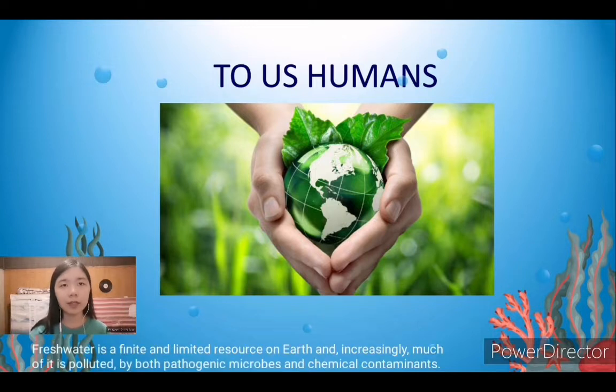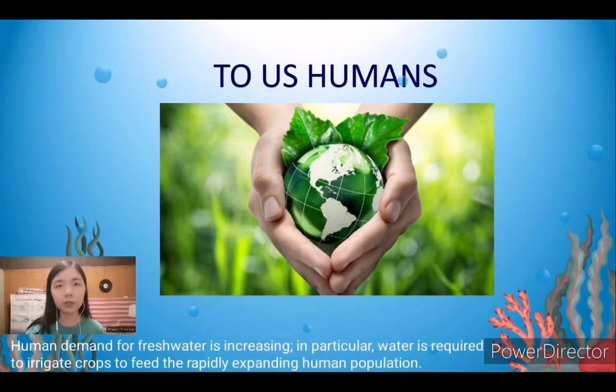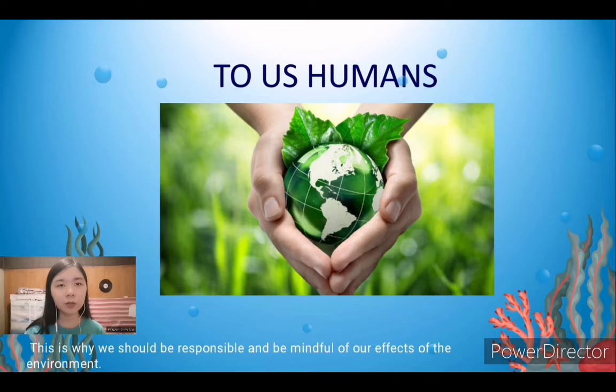Fresh water is a finite and limited resource on the Earth, and increasingly much of it is polluted by both pathogenic microbes and chemical contaminants. Human demand for fresh water is increasing. In particular, water is required to irrigate crops to feed the rapidly increasing human population. This is why we should be responsible and be mindful of our effects on the environment.